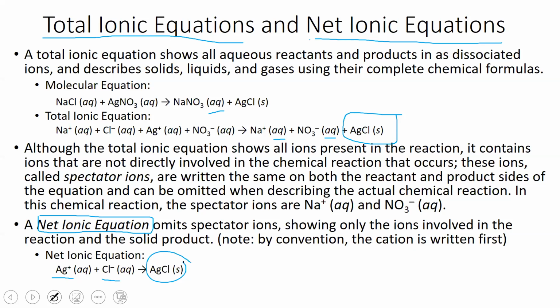But if I go back to the total ionic equation from before, you'll notice that sodium ion here and sodium ion there look exactly the same on either side of the arrow. So does the nitrate on one side and the nitrate on the other side. Those two ions are called spectator ions. These spectator ions are ions that are in the solution, but they're not involved in the reaction.